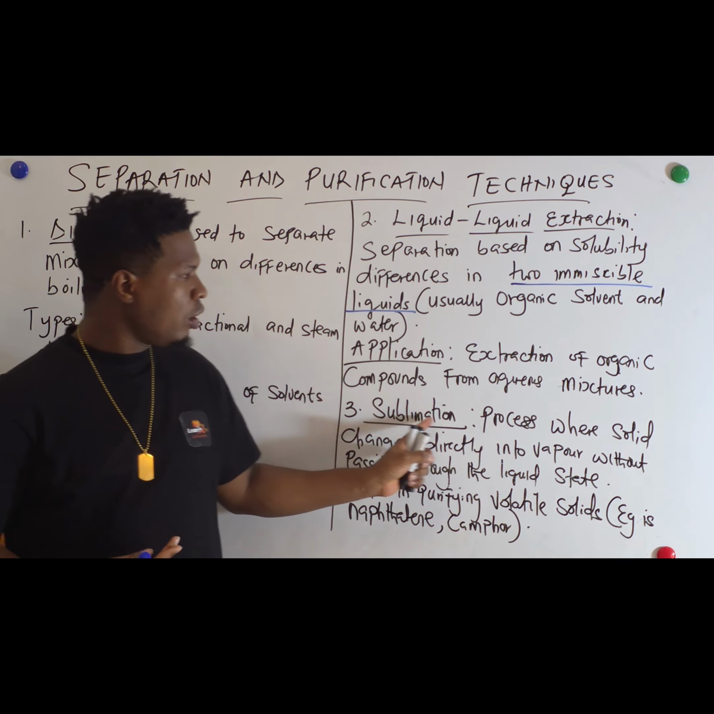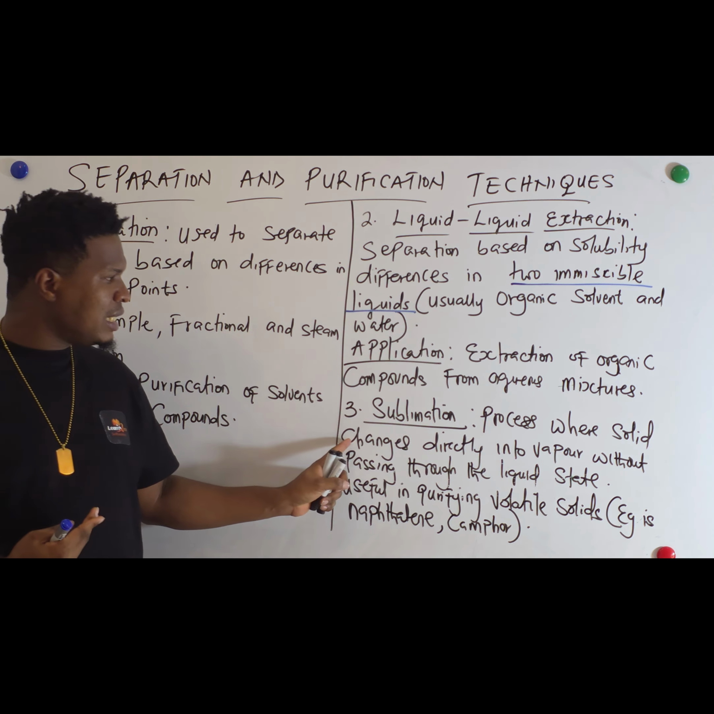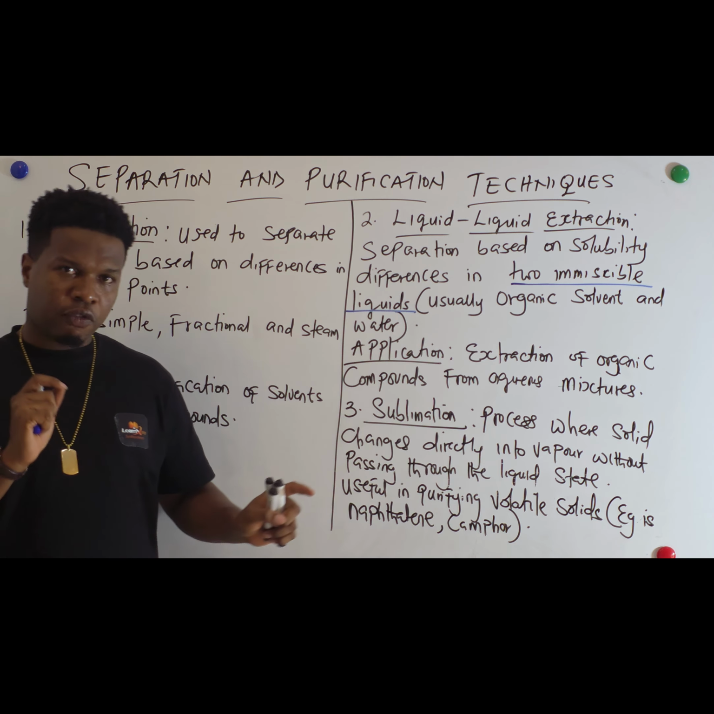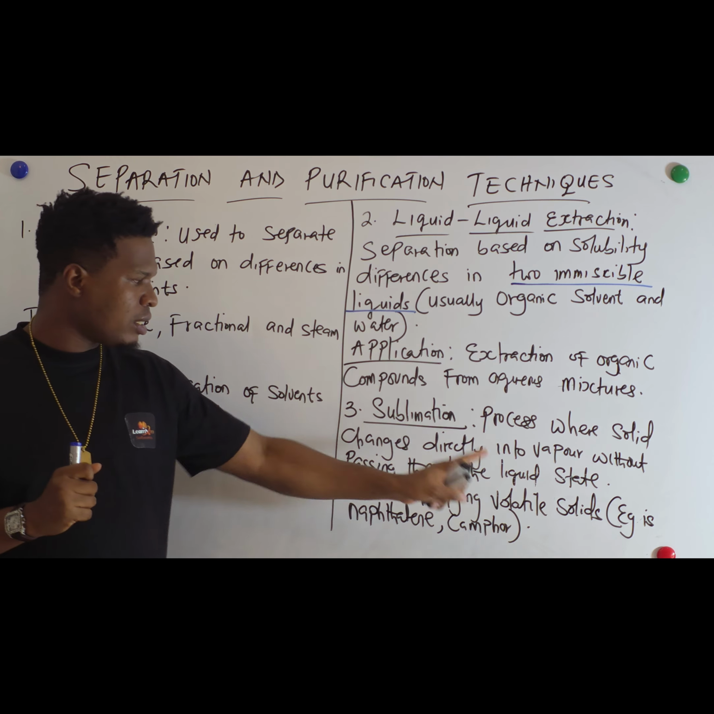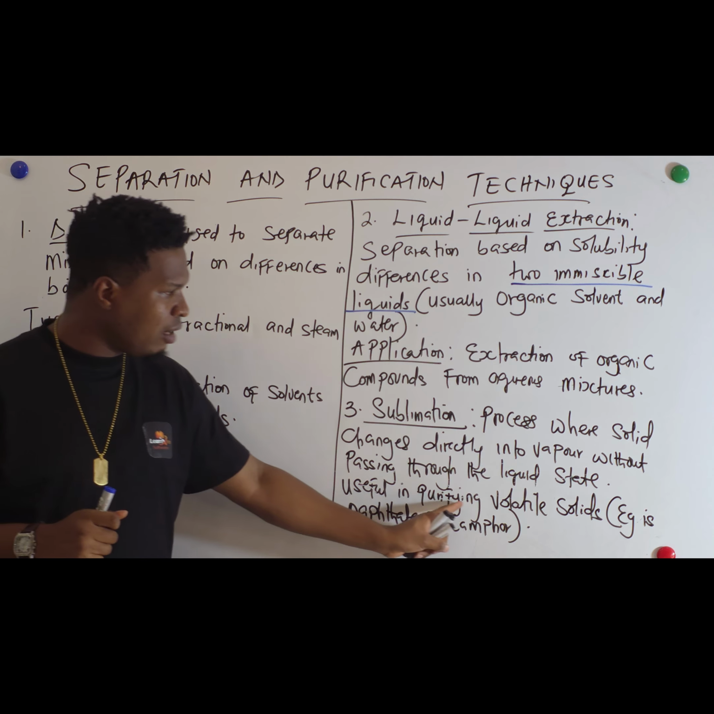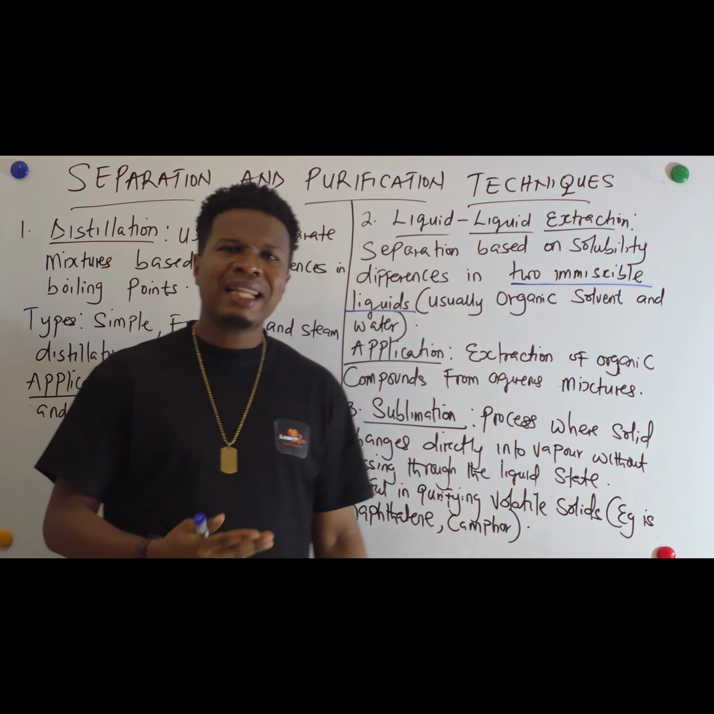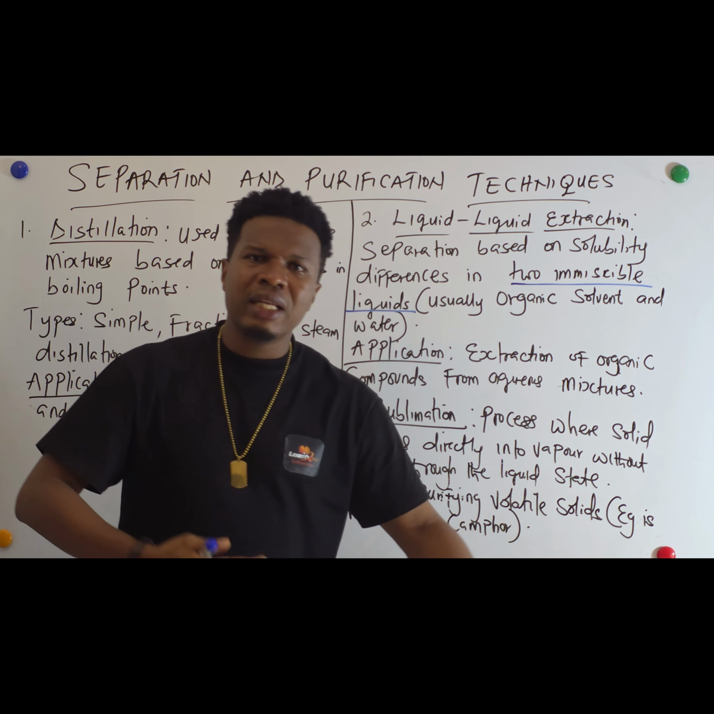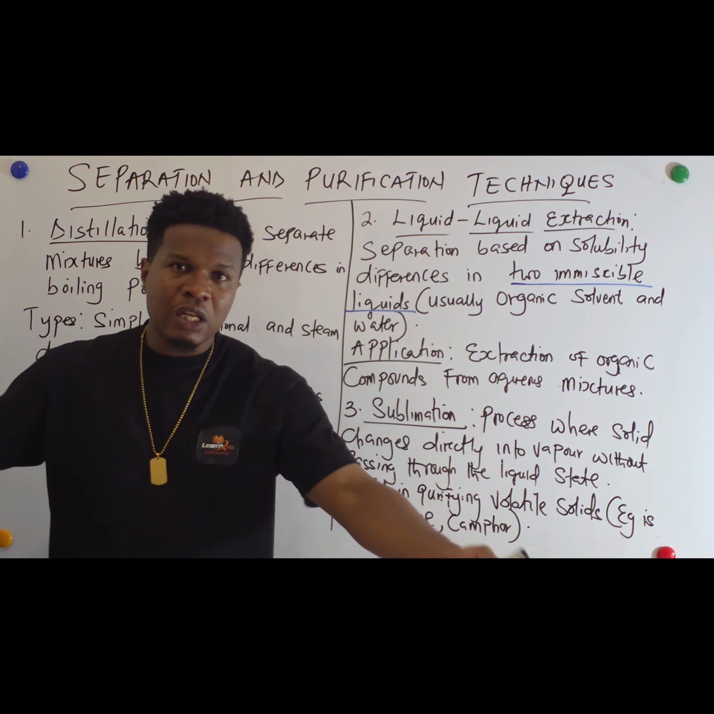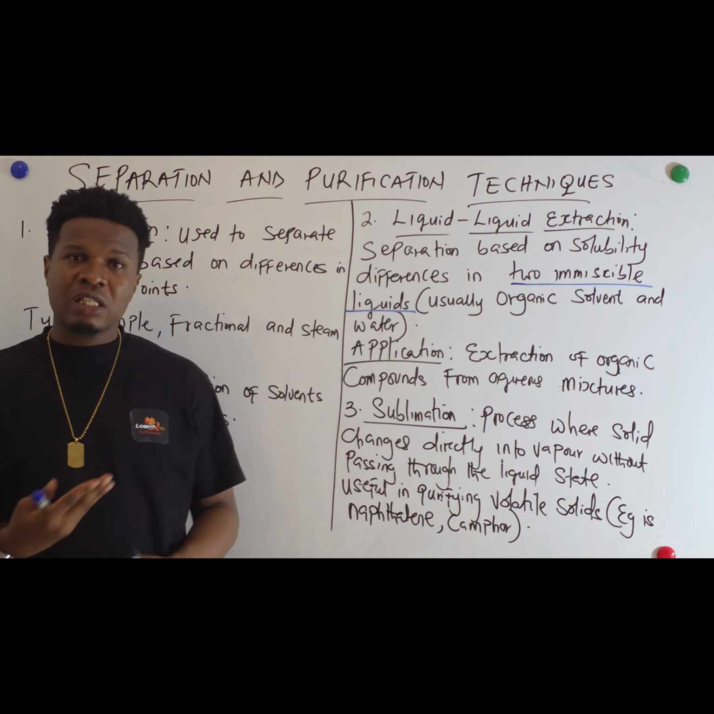So the sublimation process is a process where a solid changes directly into vapor. Of course, I told you that it is without passing through the liquid state. So it is useful in purifying volatile solids. Any solid that is volatile and that can transform from the solid to the gaseous state without turning through the liquid state can be separated with this method.